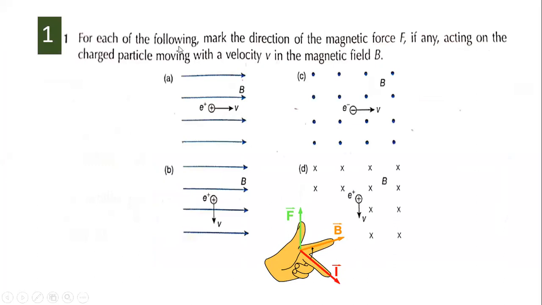Okay, for each of the following, mark the direction of the magnetic force F, if any, acting on the charged particle moving with velocity v in a magnetic field. So this one is a positive charge, probably a proton, moving in the direction of the magnetic field. So where's the direction of the force? Yep, that's the direction of the force. That's your Fleming's left-hand rule.